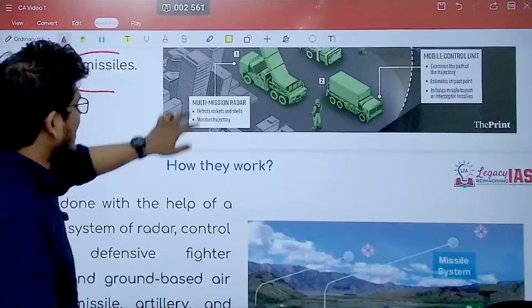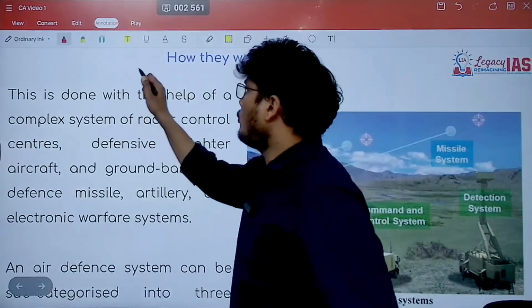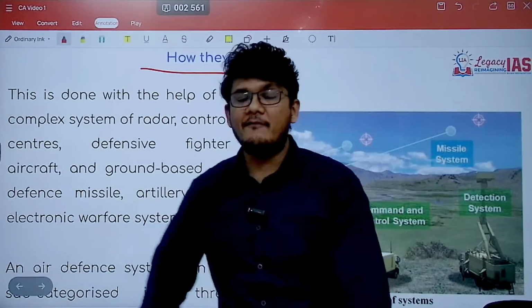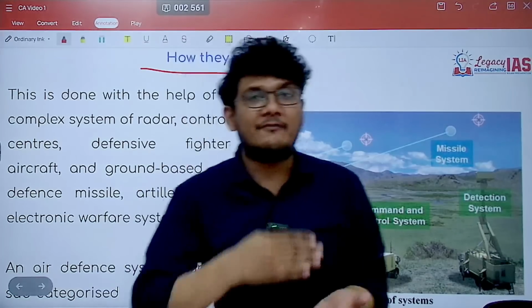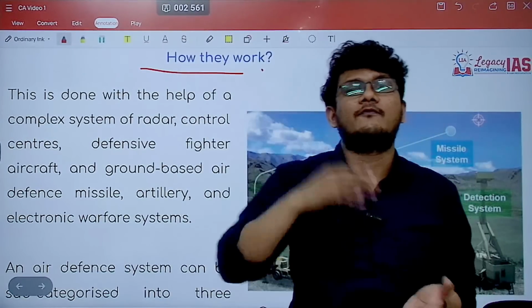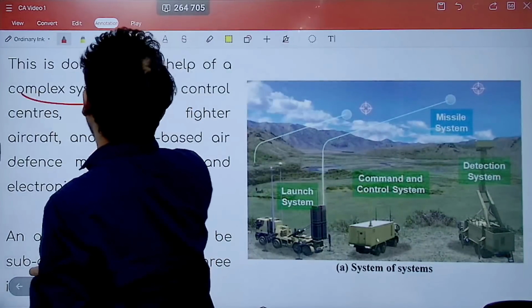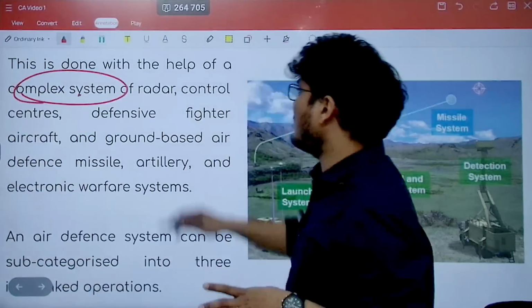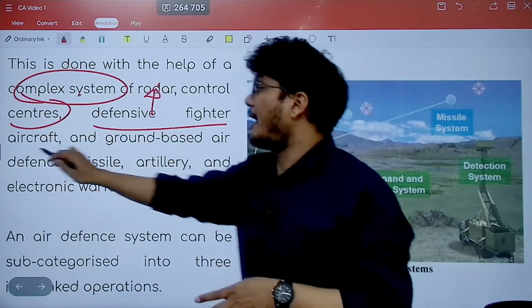So what are the basic components and how do they work? They will have various components, and various processes are going to happen very rapidly in order to safeguard the area. There is a complex system in place. The system consists of radar, control centers, defensive fighter aircraft.